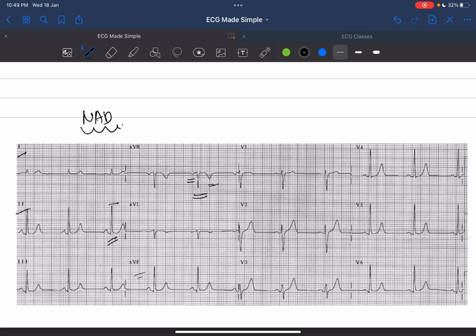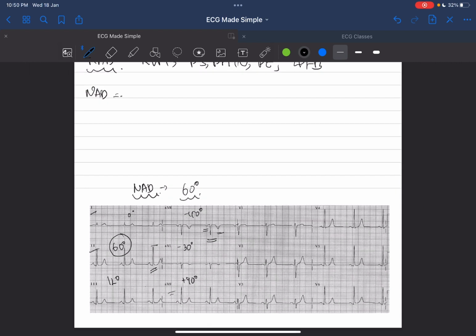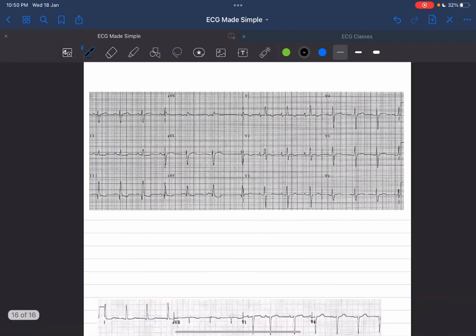Okay, so this can be seen. And what is the degree? As I said earlier, lead 1 has 0 degree, AVR has minus 150 degree, AVL has minus 30 degree, AVF has plus 90 degree, lead 2 has 60 degree and lead 3 has 120 degree. So here the tallest QRS complex is at 60 degree, so the axis should be around 60 degree. This is a slightly higher level of axis determination. So it is a normal axis, around 60 degree. It is the normal position.